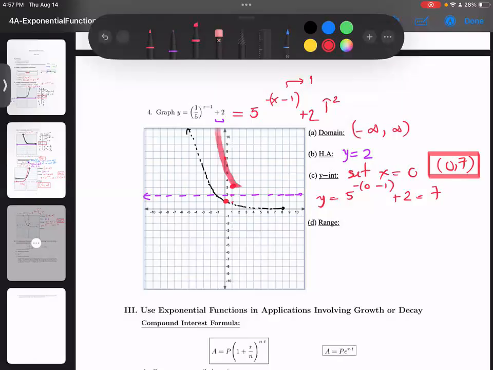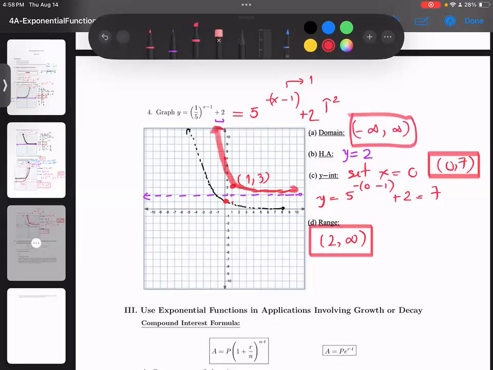Make sure you don't cross that purple line. The new point will be (1, 3). Make sure you show me that new point. And the range, you can see from bottom to top, where does it start? It starts at somewhere near 2, right? And to infinity.